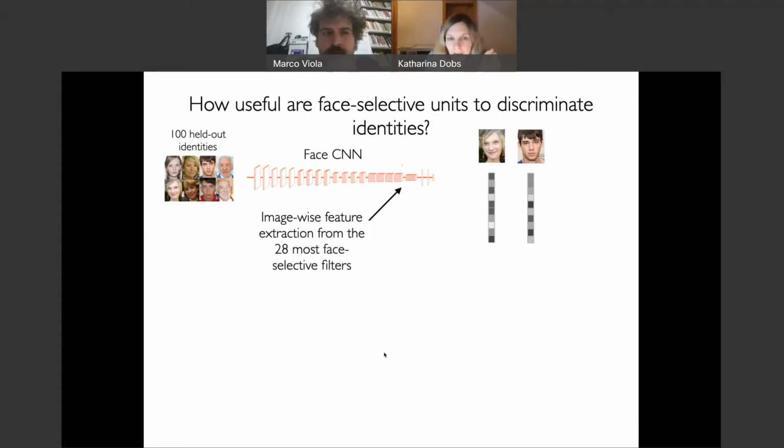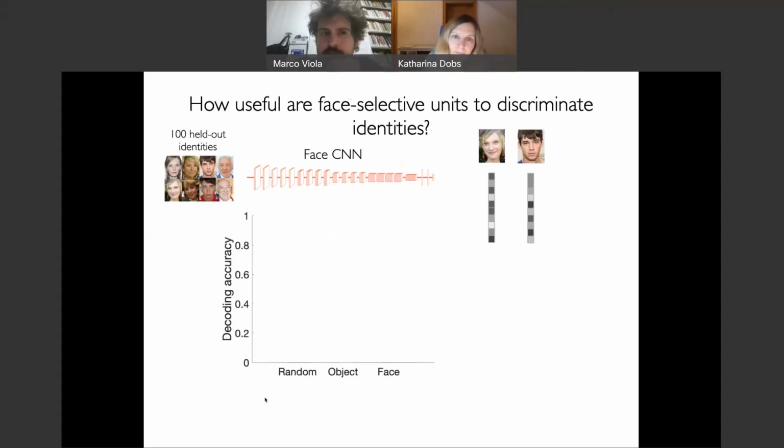And then we trained a linear classifier, in this case a support vector machine, to ask how well can you discriminate these identities based on the features from these face selective units that you get from all the different models? That's the decoding accuracy here. 100% is maximum, and 1% would be chance because there were 100 different identities. What we find is that the units from the random network are actually pretty good. They're close to 50%. Given that this network hasn't been trained on anything, it means there's really some structure in those images that you can use to discriminate identities.